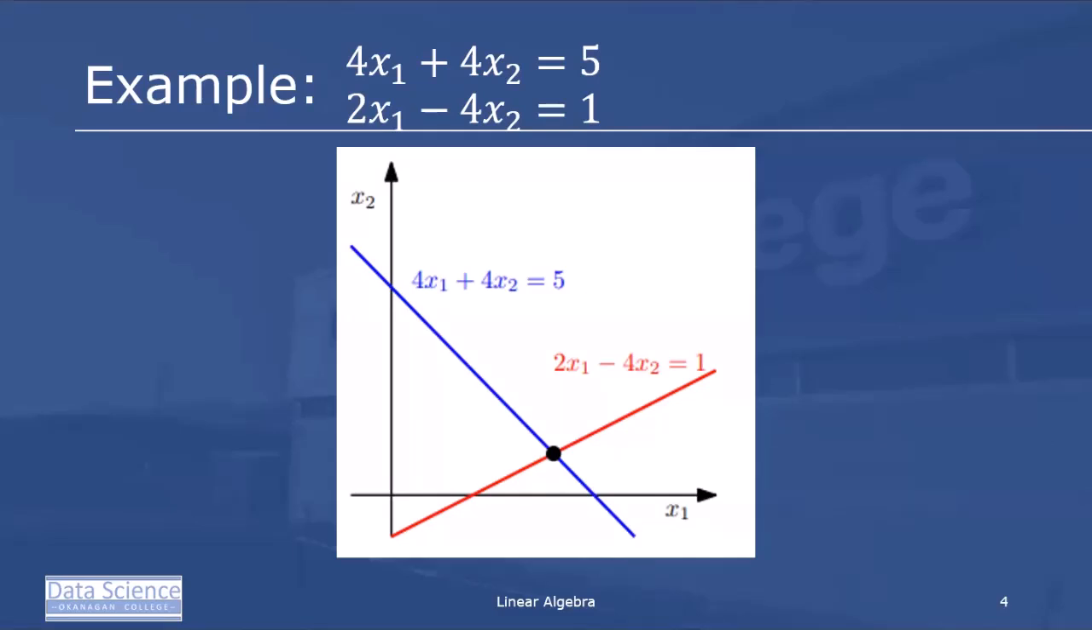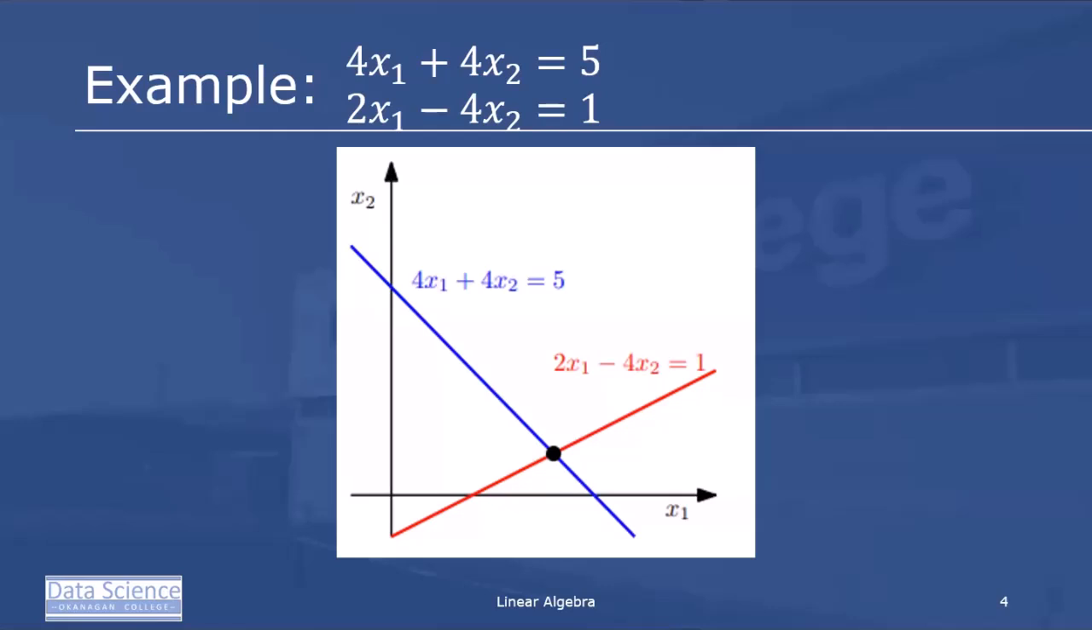The intersection can be a line if the two lines are identical. It can be a point, as in the diagram here, which is the point of the intersection of the two lines, or it can be empty in the event that our two lines are parallel and unequal. In this illustration, we're given the system of equations 4x1 plus 4x2 equals 5 and 2x1 plus 4x2 equals 1. The solution space is the ordered pair 1, 1/4.